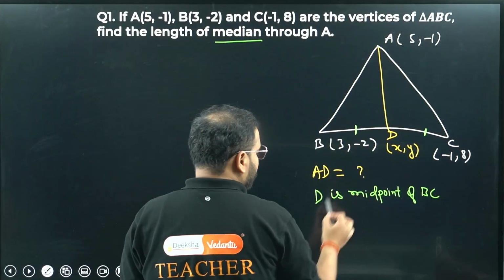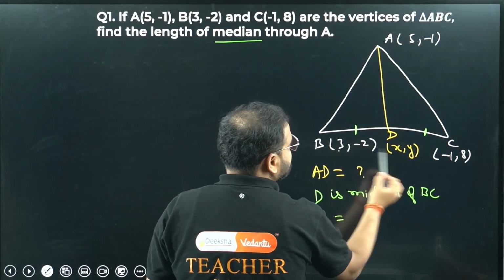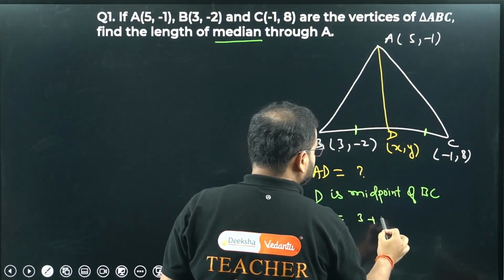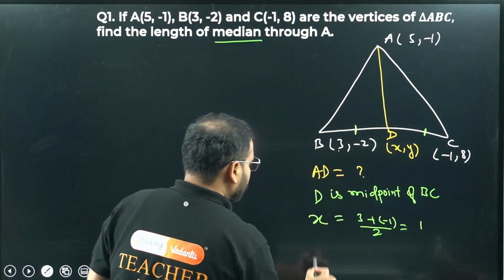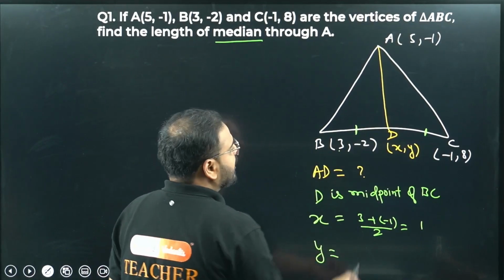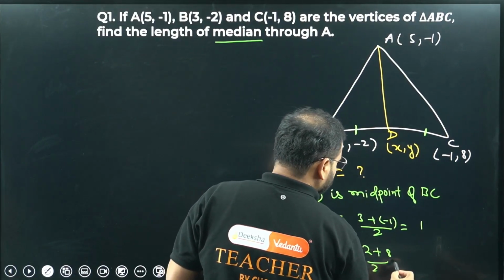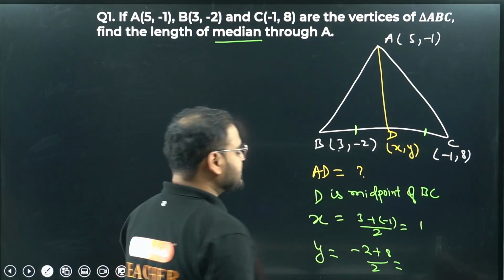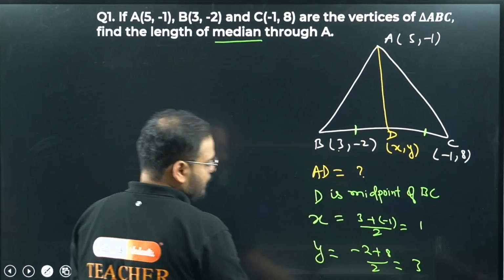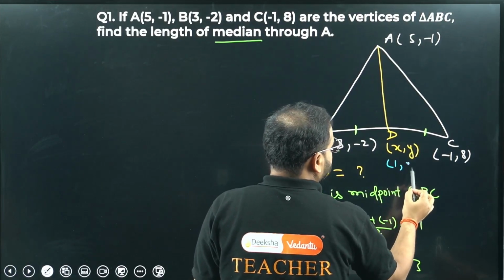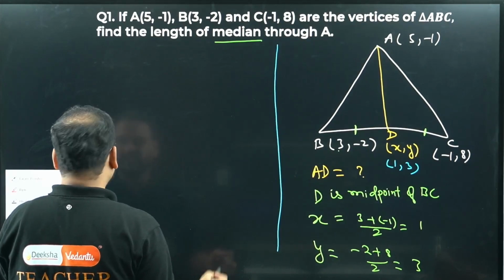So how will I write the coordinate of x? It will be given by (x1 + x2)/2. So add them, 3 plus -1 upon 2. I get 2 upon 2, so 1. And y will be -2 plus 8 by 2. 8 minus 2 is 6, 6 upon 2 is 3. So the coordinate of D is 1, 3. Please check. Now once I know the D coordinate, I can write the value of AD as this.